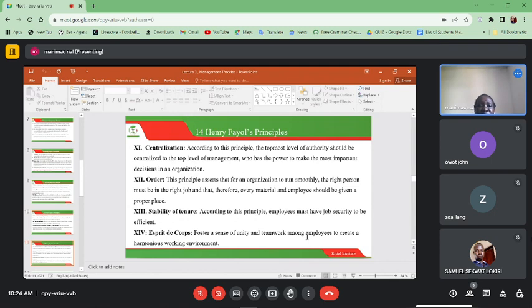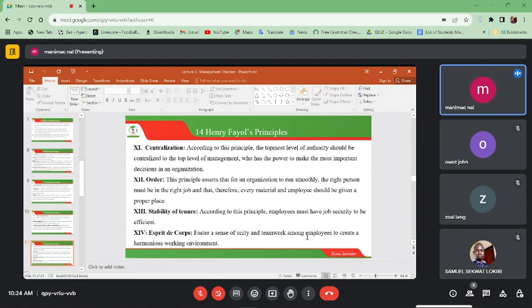More to that, we have centralization. Fayol says that this is where authority should be centralized to the top level of management, whereby we need to look at who has the power to make the most important decisions in an organization. The one who has the power needs to make sure that he's the one who delegates authority to the management level.